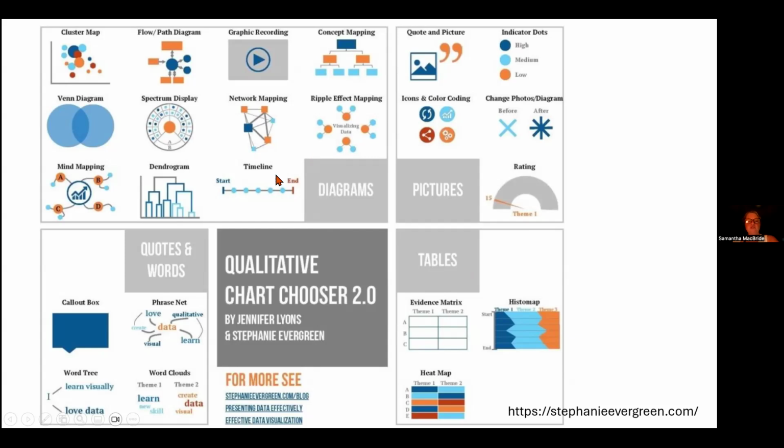You can show relationships. You can show steps over time. And you can organize information into themes and color that organized information.